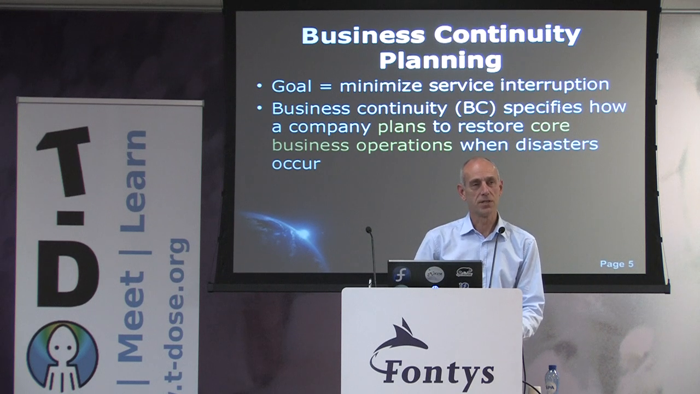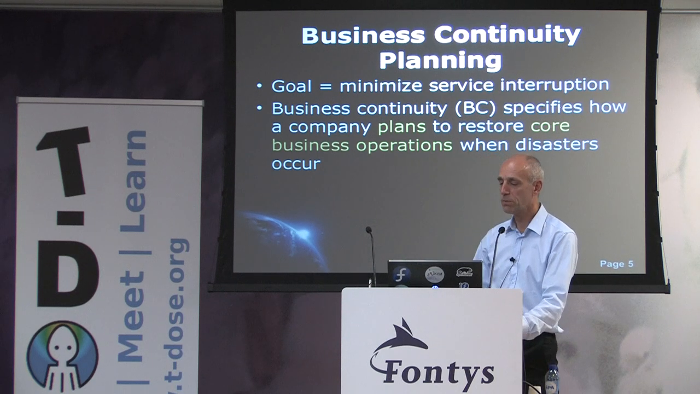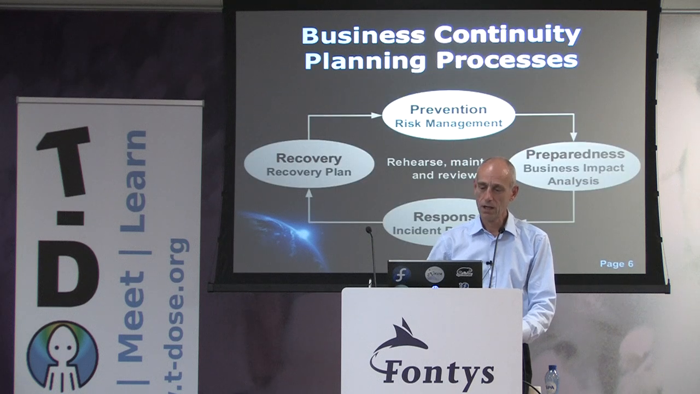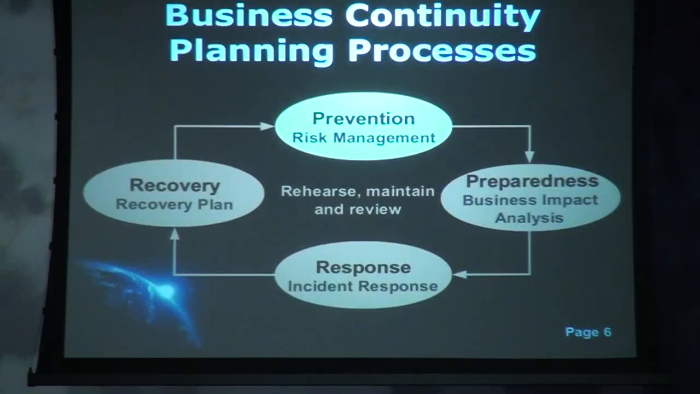Important to understand this: business continuity is about business and business services. It's not the same as disaster recovery, that's about technology. I will explain it later in the presentation. So business, core business operations, very important. If you understand that difference, you are on the right track already. This is a very nice overview of business continuity. You have four main chapters. And I will go over each chapter individually and explain it a little bit before I continue with the presentation.